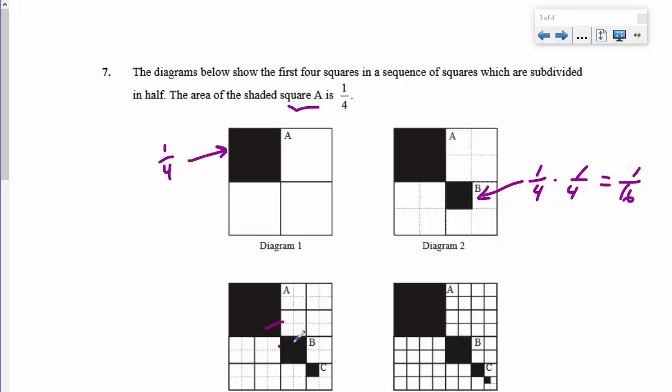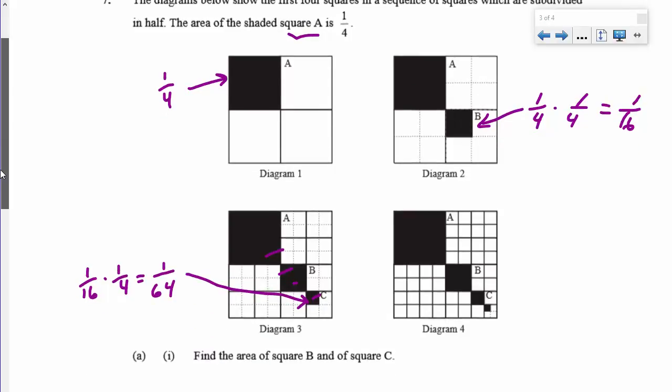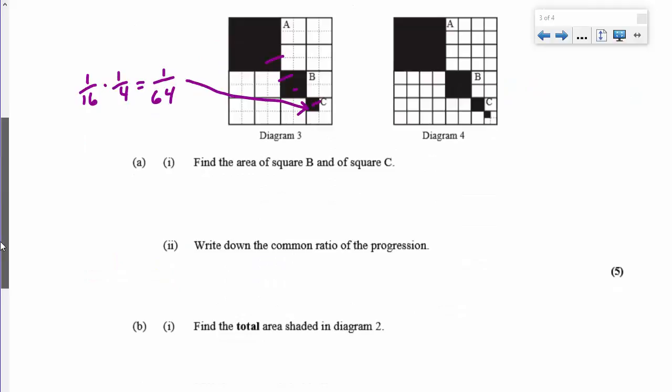They're going to do this again. We're going to multiply this 1/16 by a fourth, and we're going to get the third area. So 1/16 times a fourth, because it's a fourth of that again, and that's going to be 1/64. And that'll be the area of this. So we basically are coming across a geometric sequence where we're multiplying by the same common ratio again.